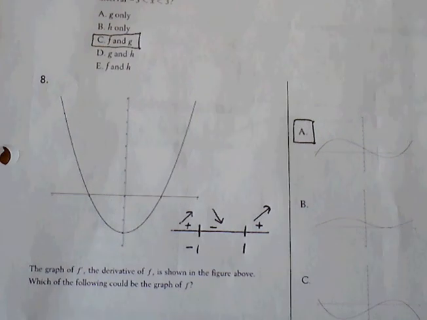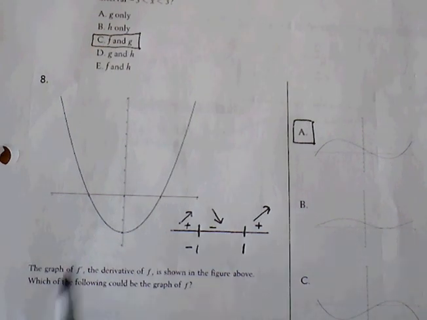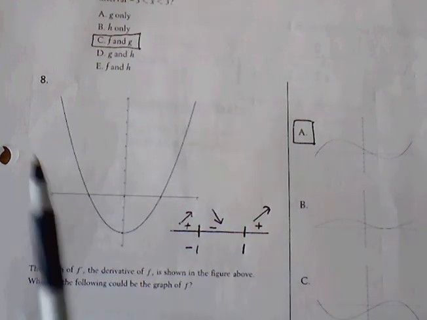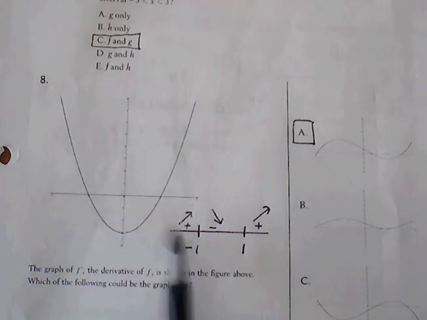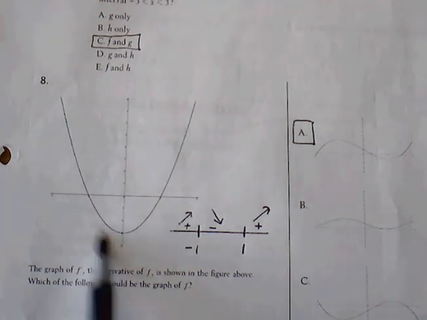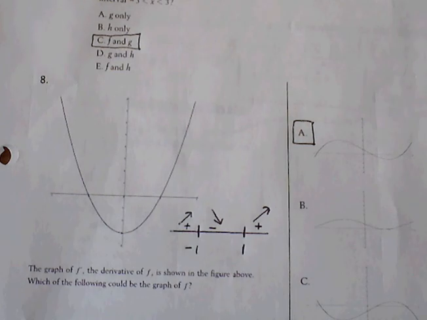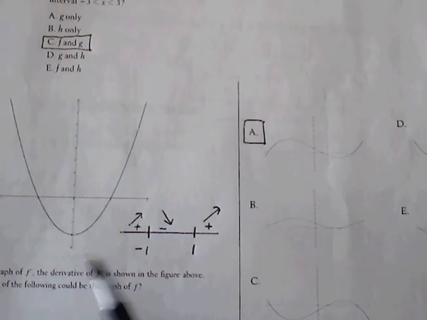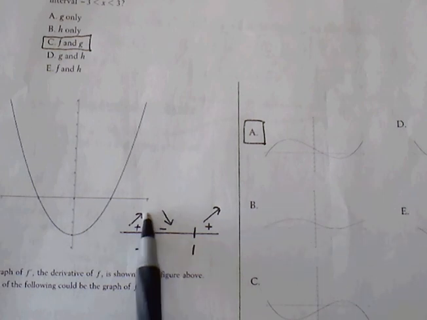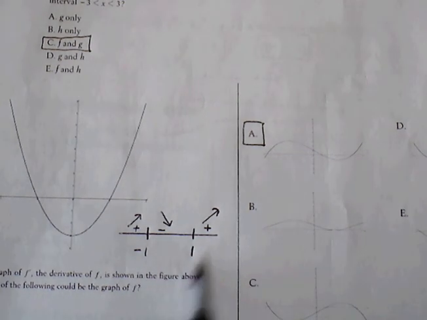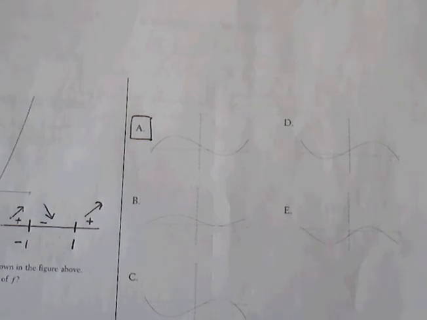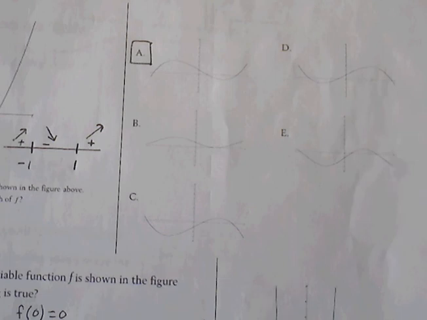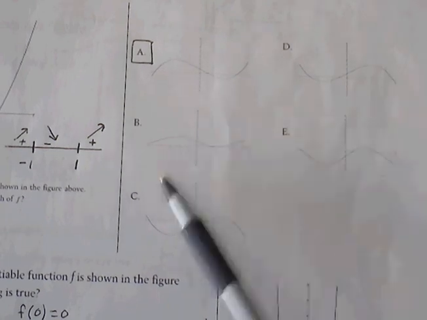Okay, number 8, we're trying to match. It says the graph of f prime is shown. Which of the following could be the graph of f? So let's go through our sign line. Critical points at -1 and 1. Positive slope above the x-axis, negative slope below the x-axis, positive slope above the x-axis. So we're going to be expecting a graph that's going to rise, hit a maximum at -1, fall, hit a minimum at 1, and then rise again. So the only graphs that are going to have those characteristics are really just between A and B.